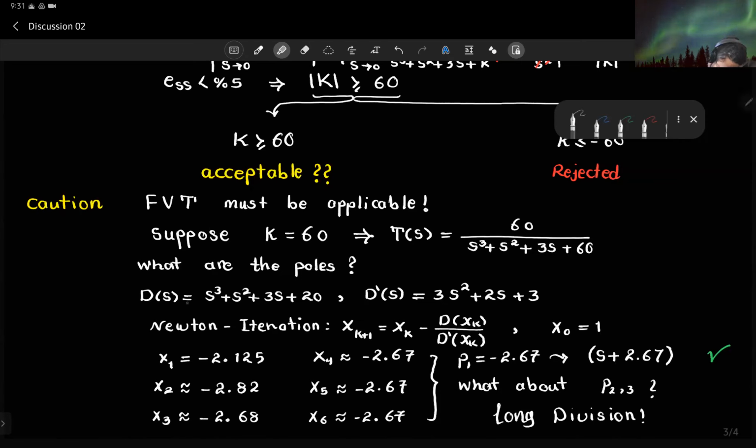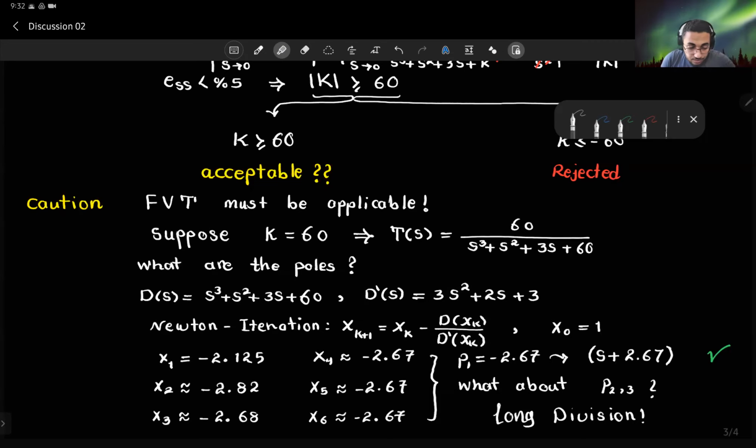So basically, when you have an equation that you would like to determine its roots, in this case it's 60 here, right? So this is the equation. You want to find its roots, and you take the derivative of it. It's going to be 3s squared plus 2s plus 3. And you use Newton iterations, which basically means that the next value in the iteration is equal to the previous value minus d evaluated at the previous value divided by the derivative evaluated at the previous value. And you start from some value, say x0 equal to 1.